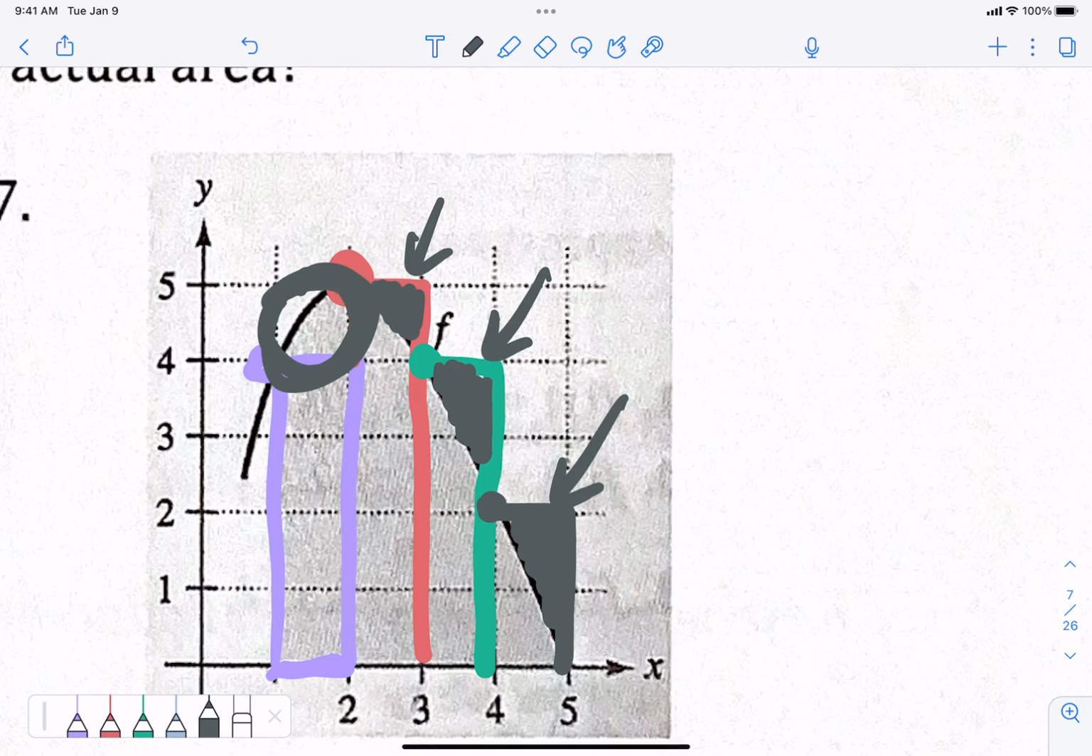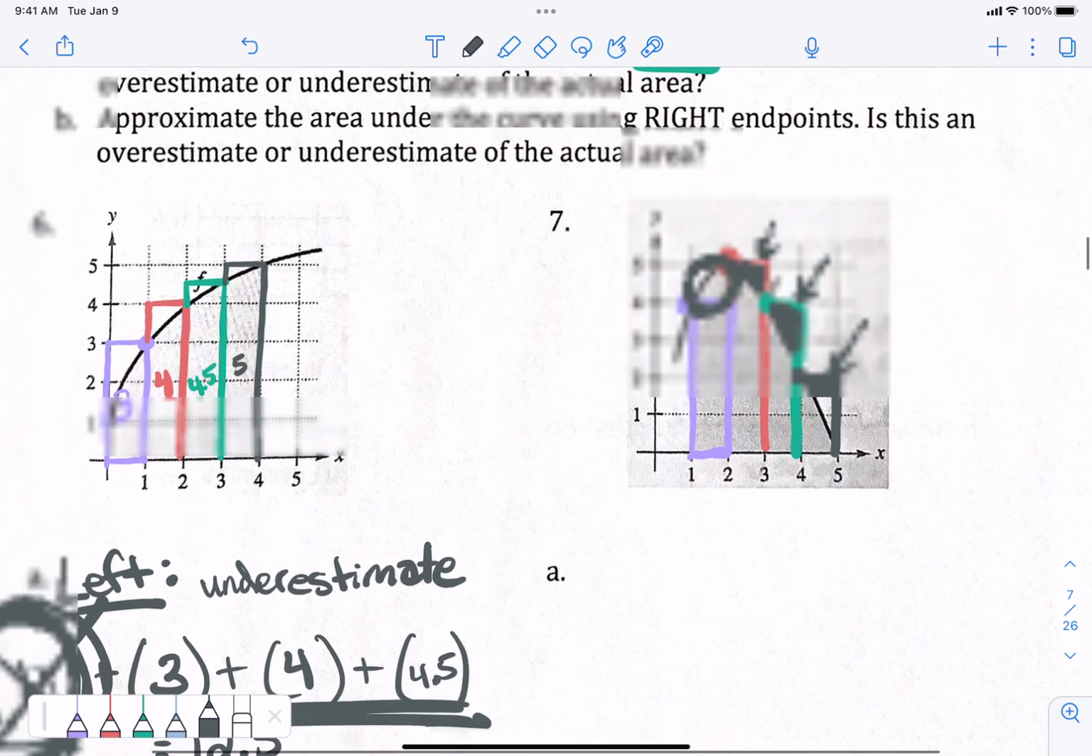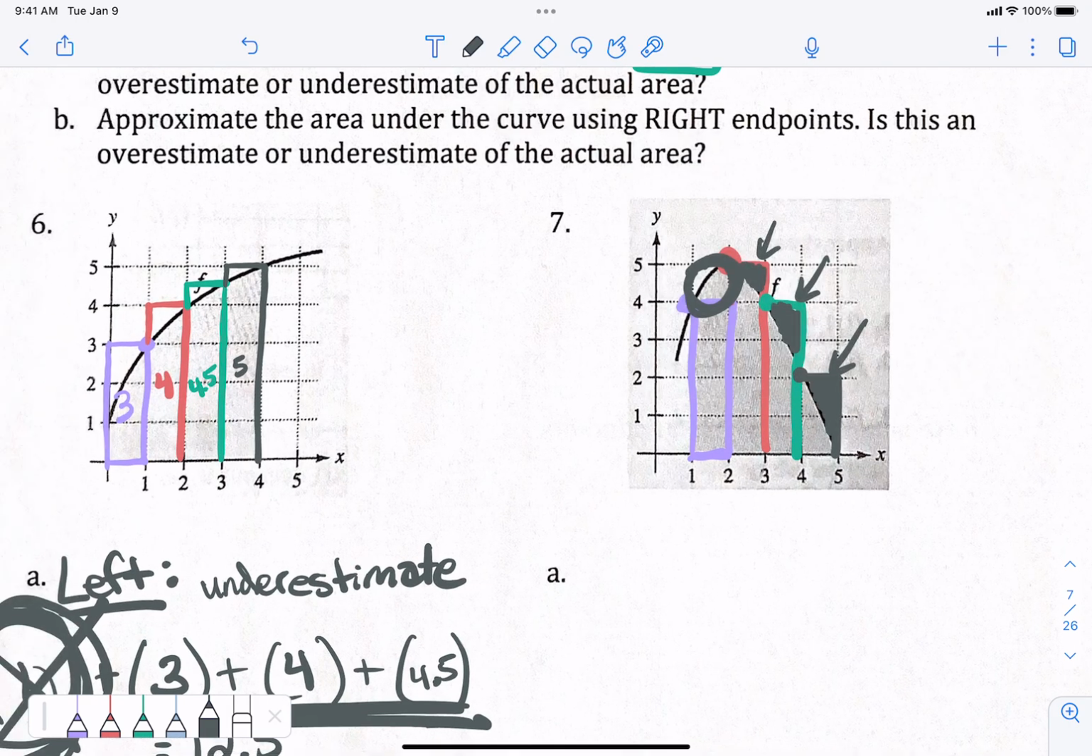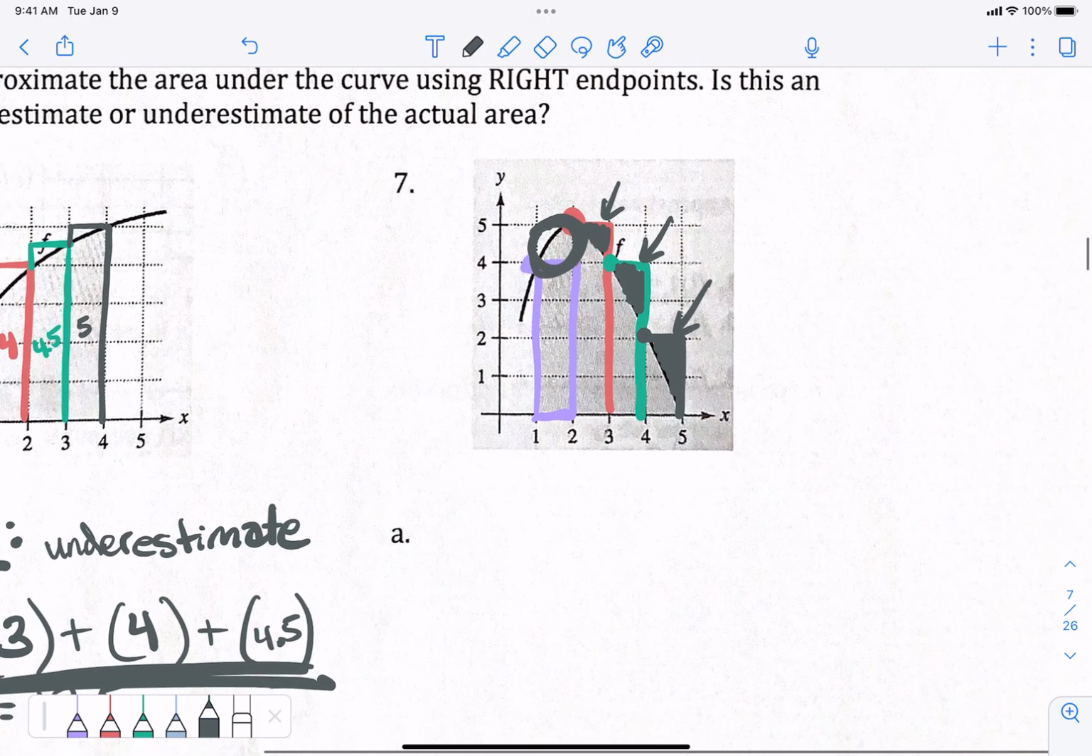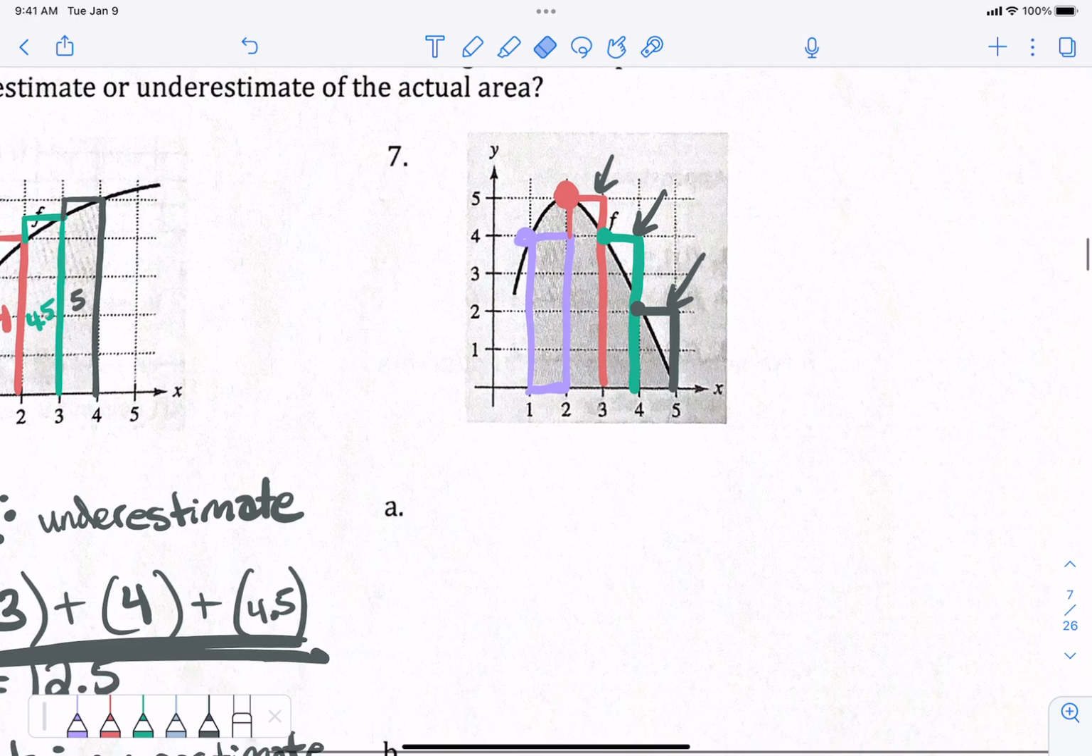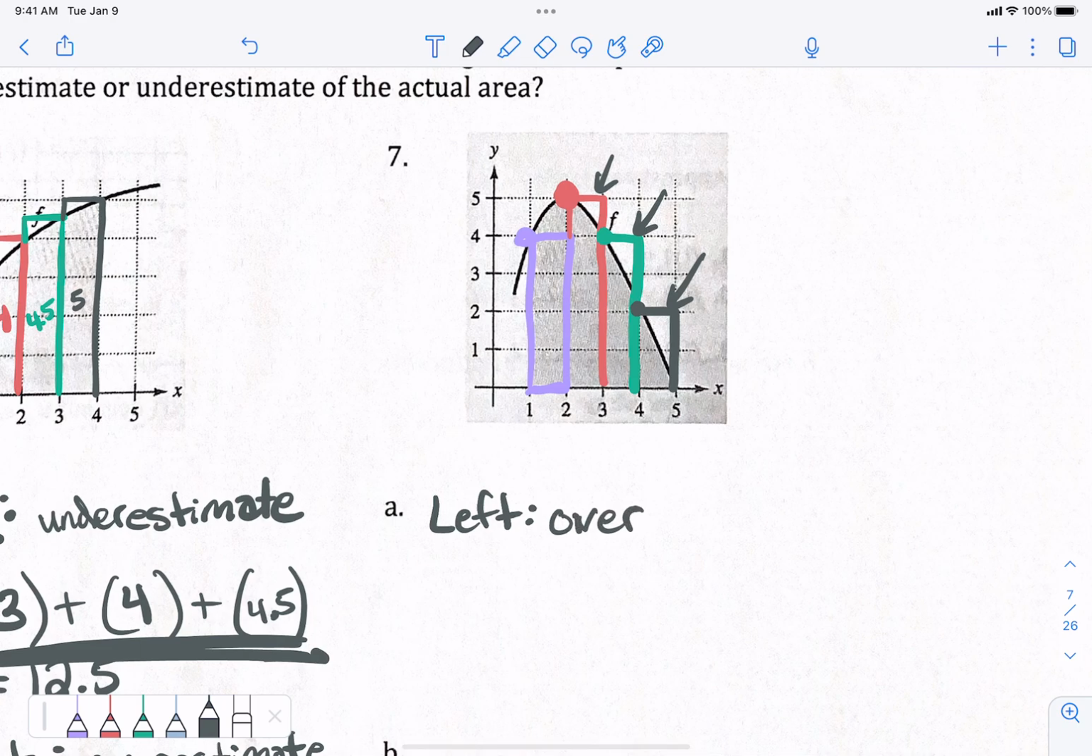Sometimes the left will always be over, some of the times the right will always be over. Sometimes you'll have some overs and unders depending on what part of the curve you're looking at. So figure out what all those areas are and then add them together. That is your left side. So we're saying that the left is going to be over. Add all those together and then do the right side ones also.